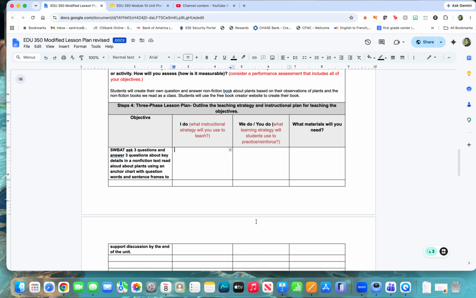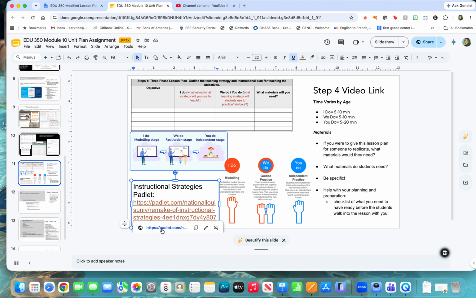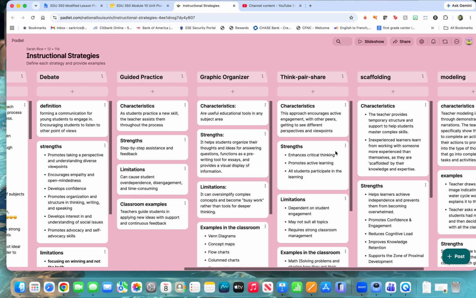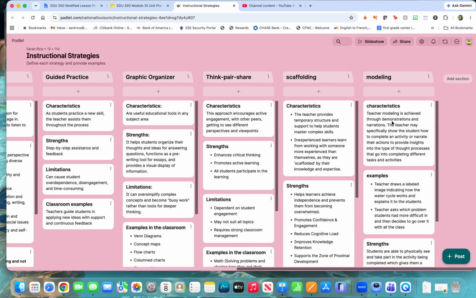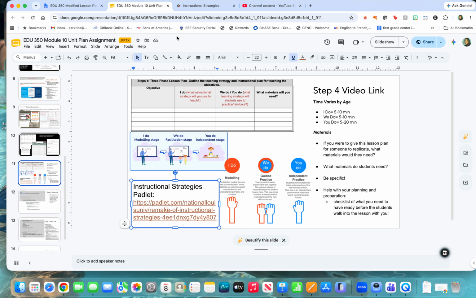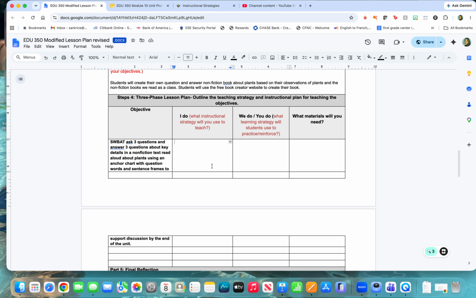Again, this is my objective: ask 3 questions, answer 3 questions about key details. So for the I do, what am I going to do? The instructional strategy. Here's our Padlet link for the instructional strategies that we did in class. I might do a think aloud in order to ask and answer questions while reading the nonfiction text. That might be the instructional strategy that I use.